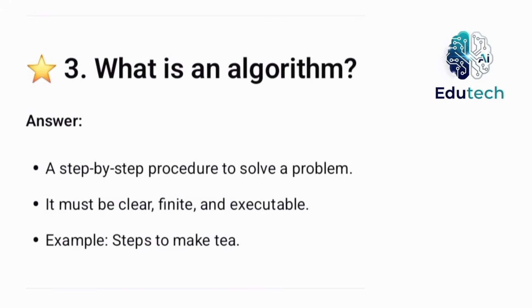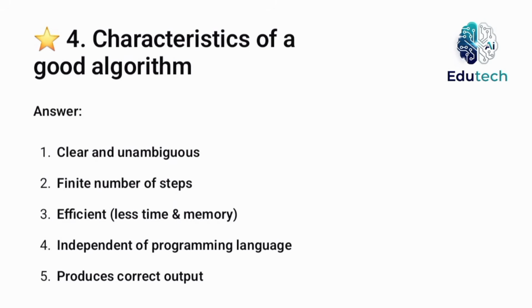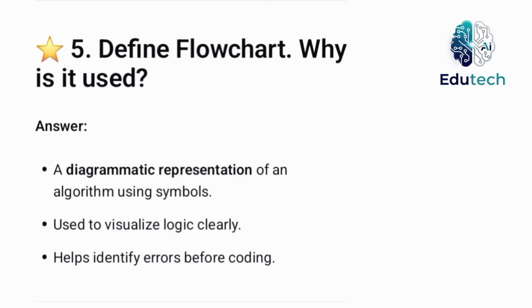What is an algorithm? A step by step procedure to solve a problem. It must be clear, finite, and executable. Example steps to make tea. Characteristics of a good algorithm: clear and unambiguous, finite number of steps, efficient, less time and memory, independent of programming language, produces correct output.